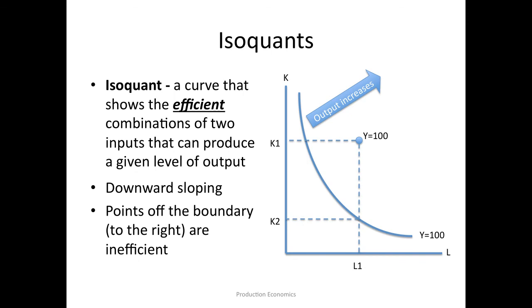This is a good place for us to stop. We'll pick up the rest of this discussion with a review of these isoquants and then talk about how they're used to measure different relationships in the context of production.